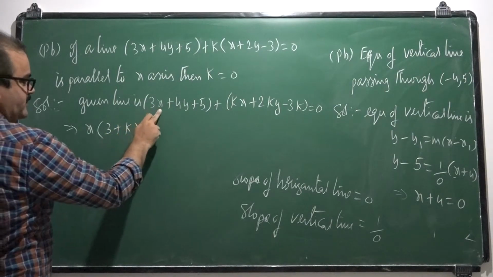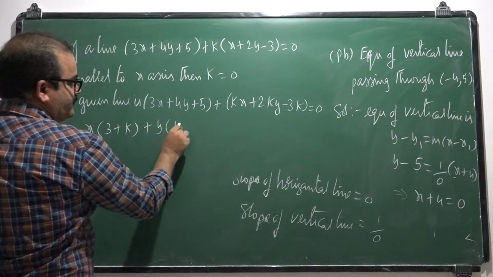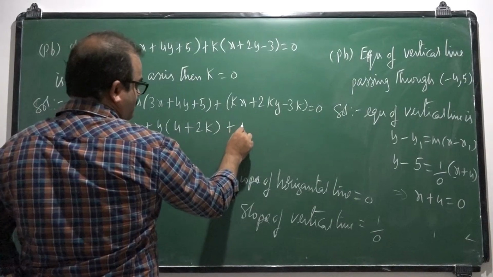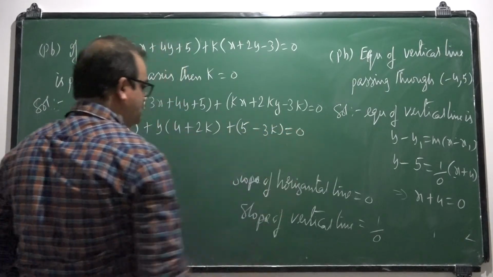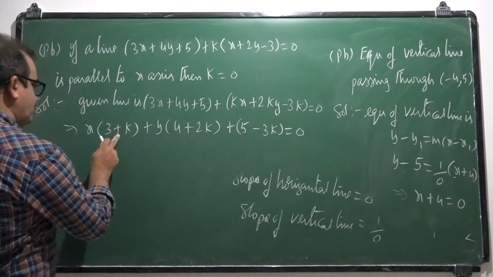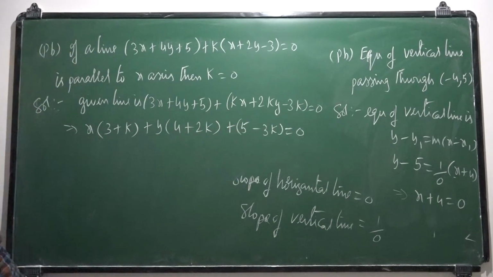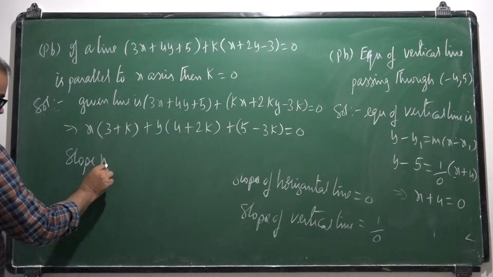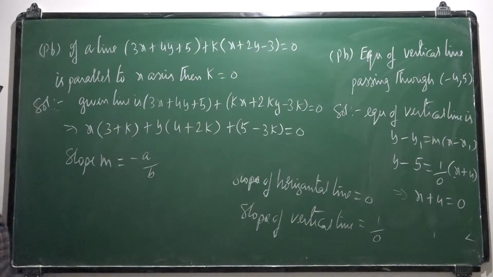Take x common, x into 3 plus k, y into 4 plus 2k, constant 5 minus 3k is equal to 0. Now it is in the form of a into x plus b into y plus c is equal to 0. Now slope of this line is m is equal to minus a by b. We already discussed this point.